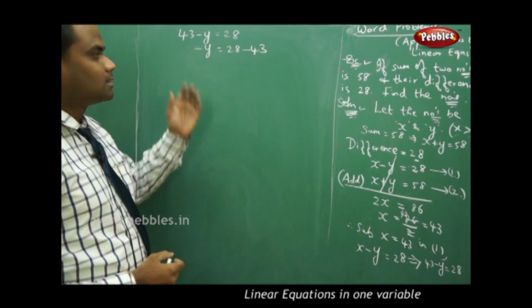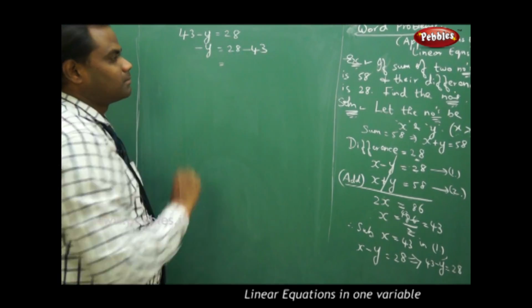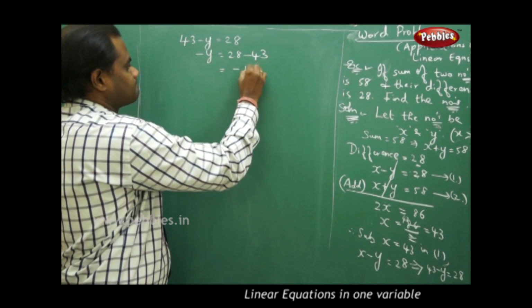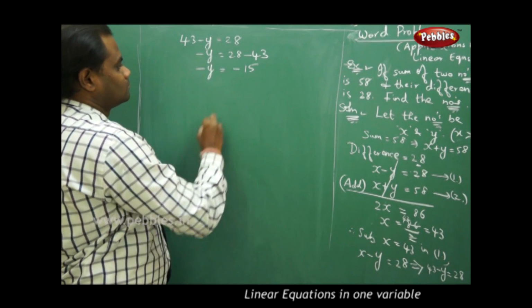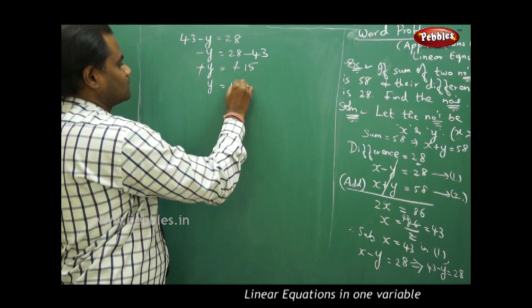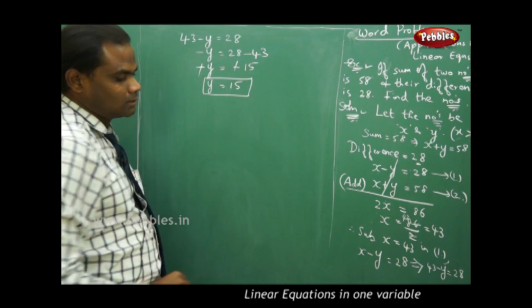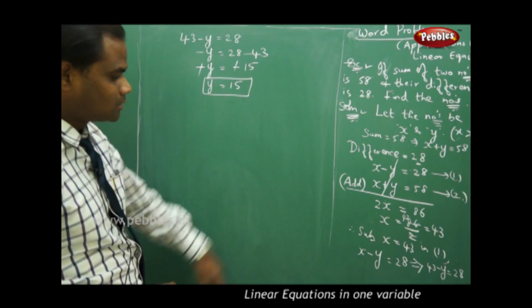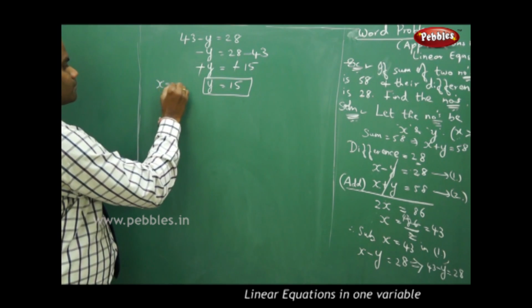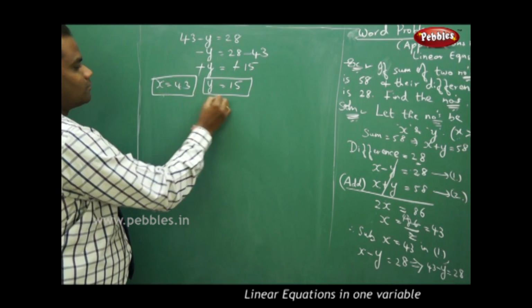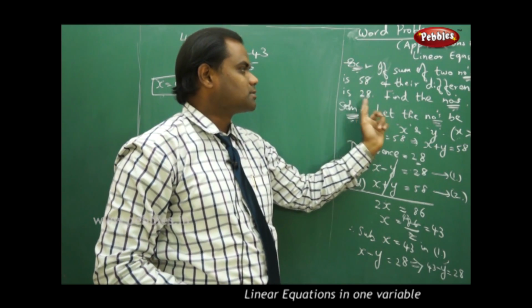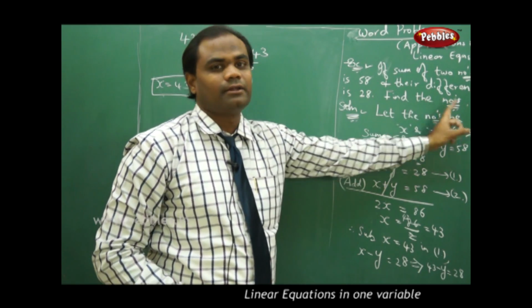When I simplify, I get 28 minus 43 as negative 15. And then my y would be, on cancelling, positive 15. So I got the value of y as 15, and the value of x as 43. So these are the values of x and y which satisfy the sum of two numbers being 58 and the difference being 28. Therefore, the question is to find the numbers.